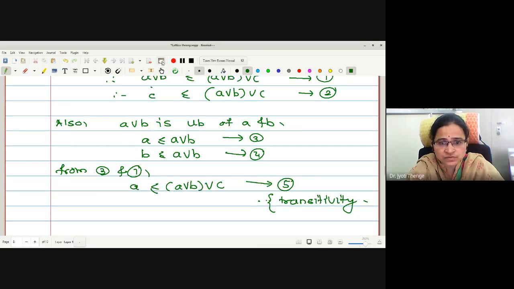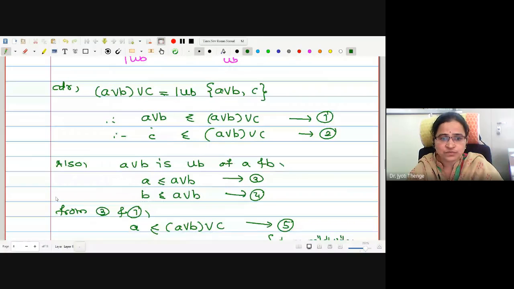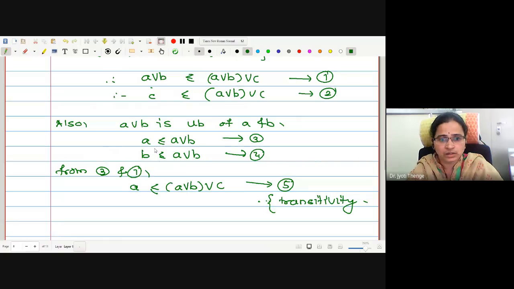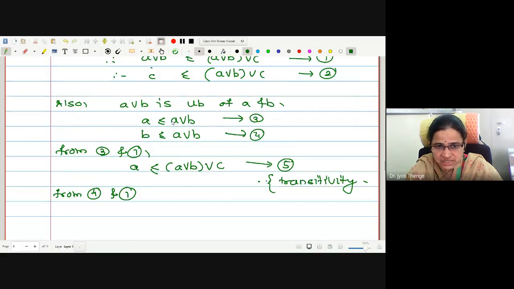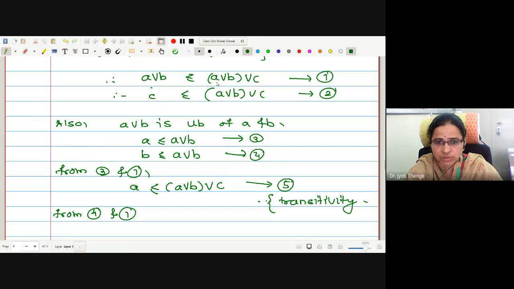Similarly, look at this 4 and 1. What do 4 and 1 tell us? B precedes A join B. And A join B precedes this one. Correct? Therefore, from 4 and 1, 4 says B precedes A join B, 1 says A join B precedes this. Therefore, may I write B precedes A join B join with C. Okay, what is the reason again? Transitivity. Correct? Let me call this as 6.